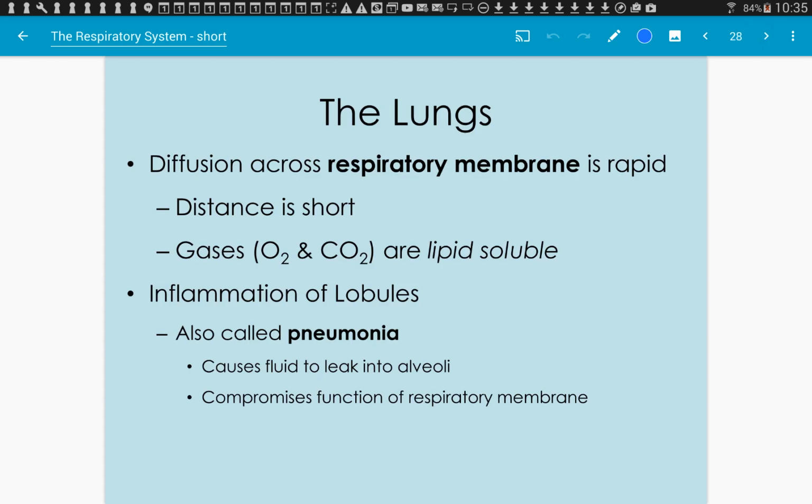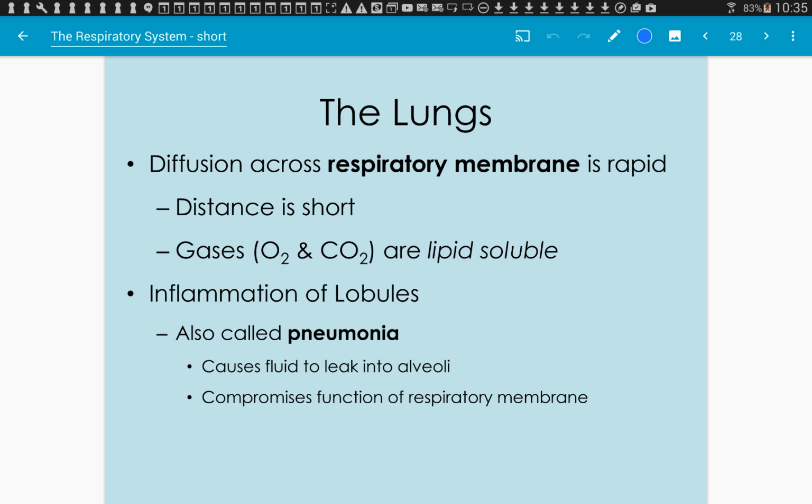Okay, so diffusion. What's happening in the lungs itself across that respiratory membrane is diffusion. And the two main things we're looking for is diffusion of carbon dioxide out of the lungs and then out of the body when you exhale, and then diffusion of oxygen into the lungs, into the bloodstream.